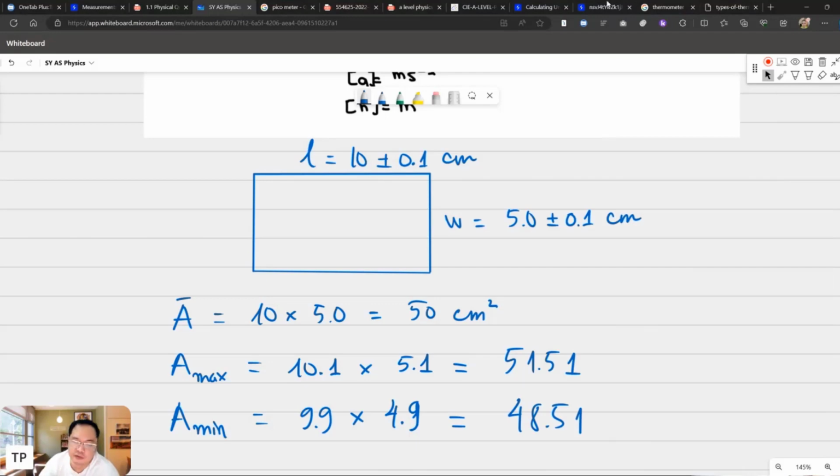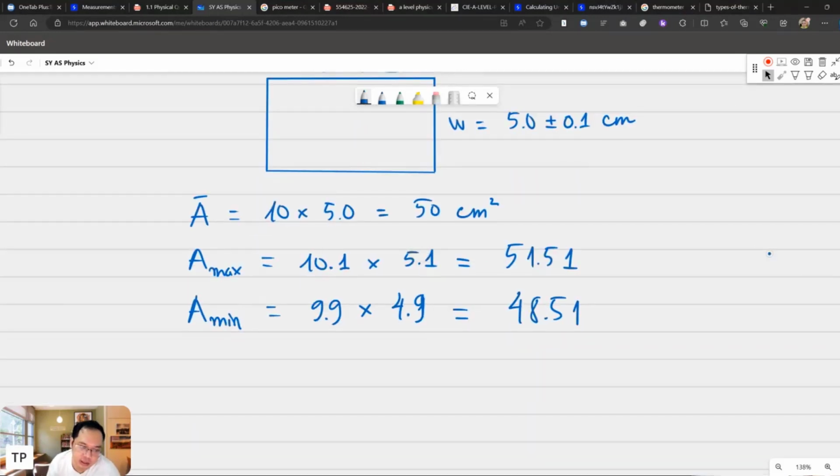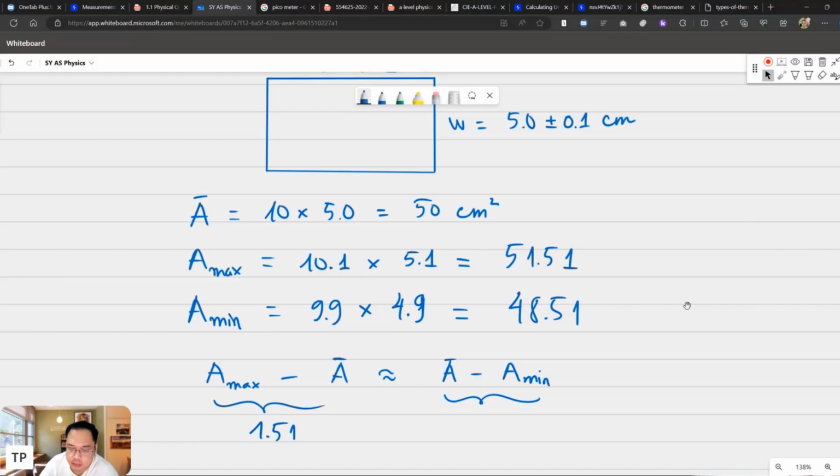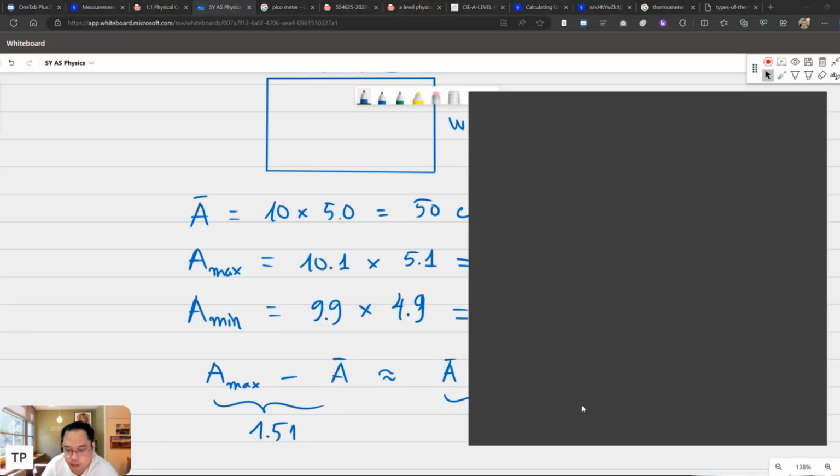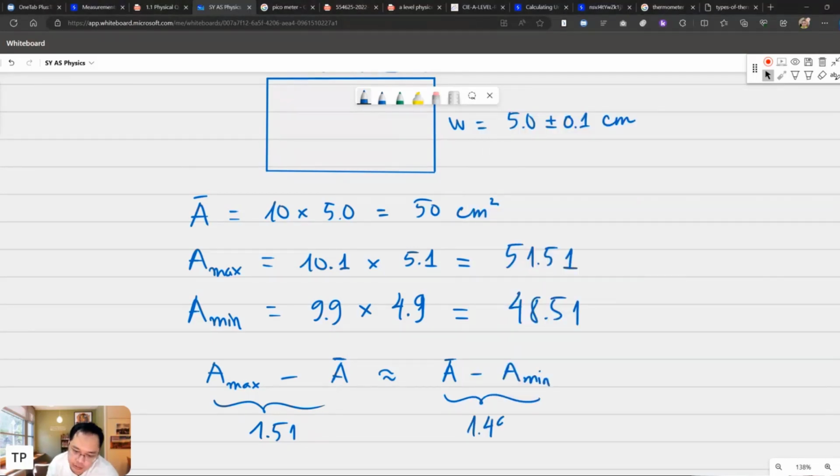The difference between the maximum and the average, maximum area minus the average area, will be approximately equal to the difference between the average area and the minimum area. Okay, you can check that. They are approximately equal to each other. The difference here is 1.51, right? And the difference here is a little bit different actually, 50 minus 48.51, 1.49.